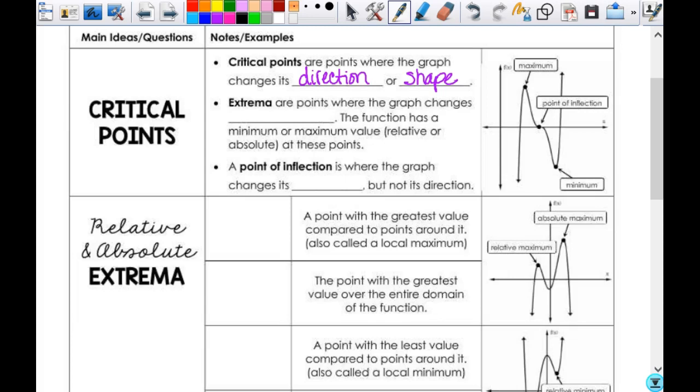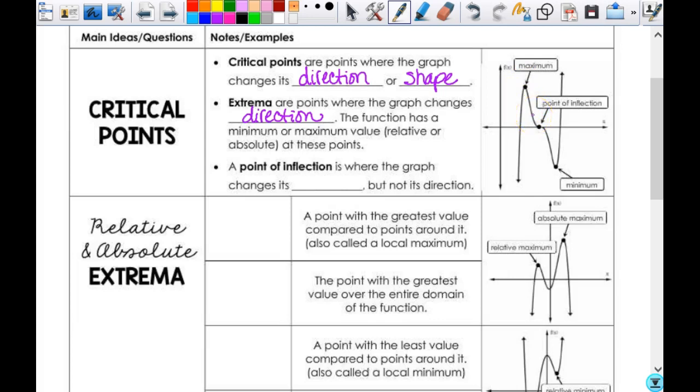And the extrema, so just a different form of the word extreme, are points where the graph changes what? Is that direction or shape? Direction. Okay, so the function has a minimum or a maximum value, relative or absolute, at these points. So if I'm going this direction, I hit the maximum and I'm changing my direction. So that's your change of direction there.